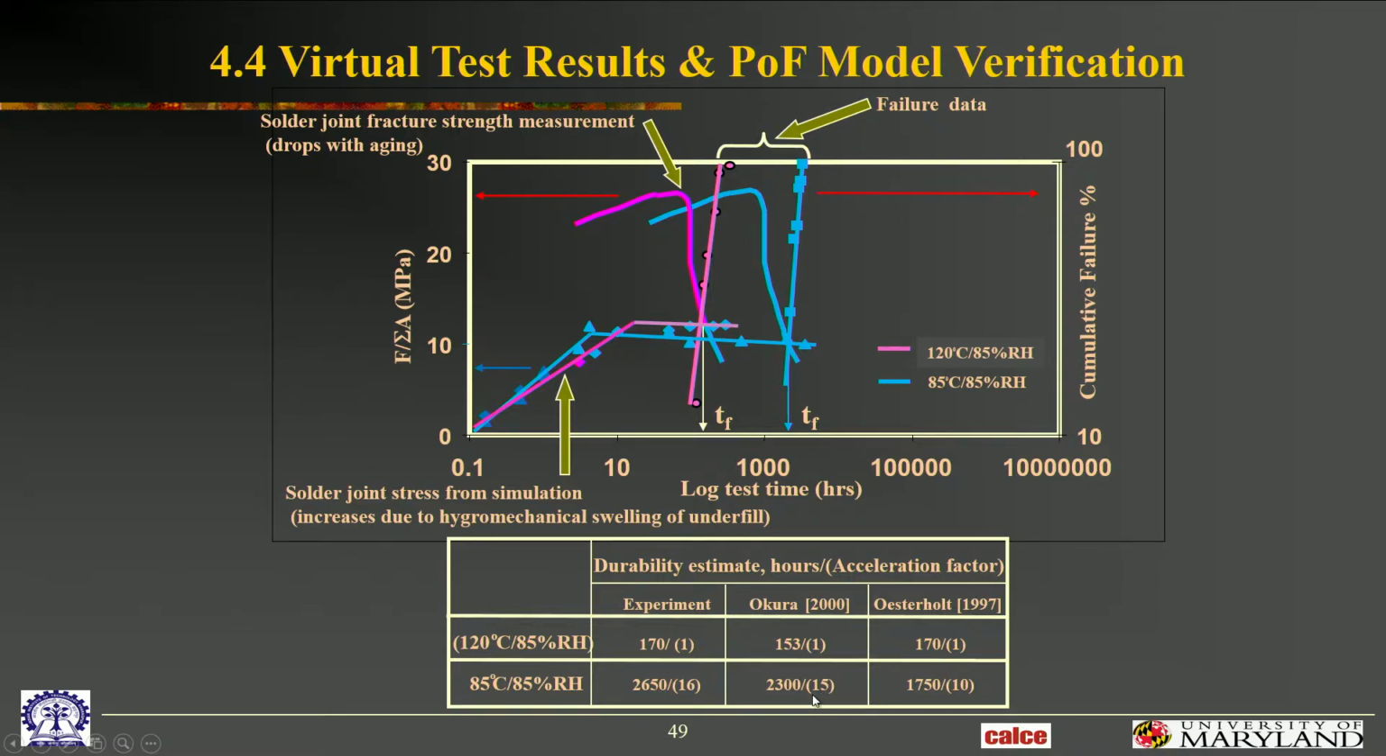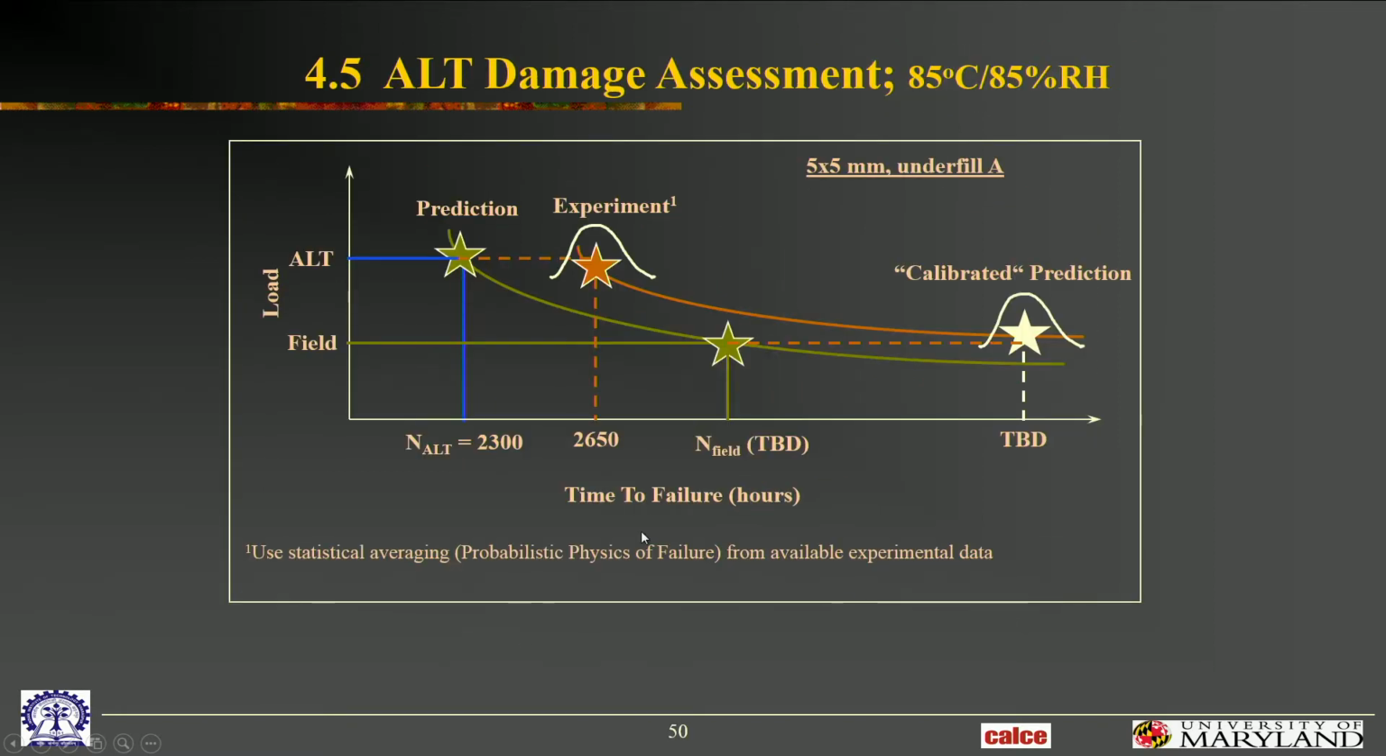And now we're going to use this model, because we now have some confidence in it, to predict what's going to happen in the field, which is 35 degrees C. Okay, so these were 2 accelerated stress tests at 85 degrees C and 120. Now we'll use this model to predict what happens at 35 degrees C. So let's go there.